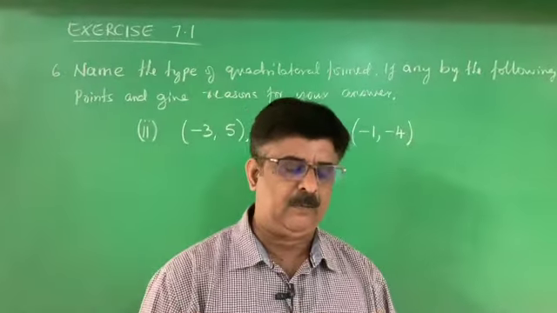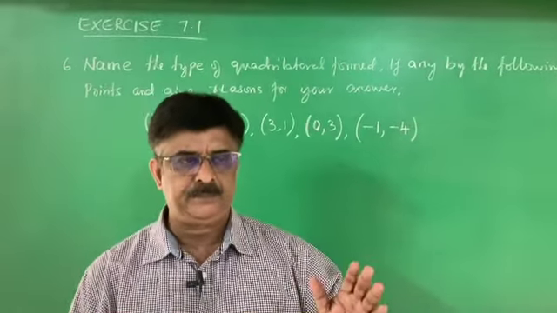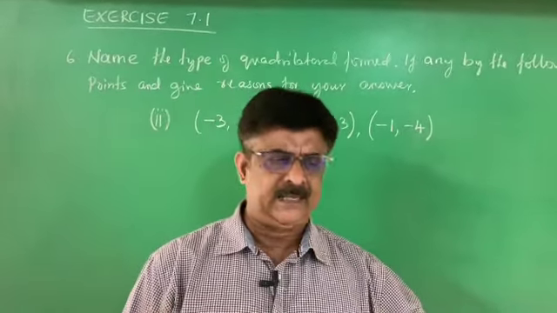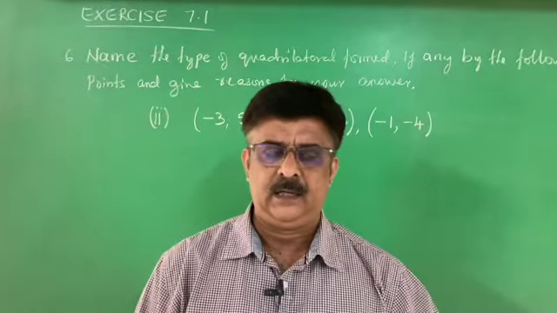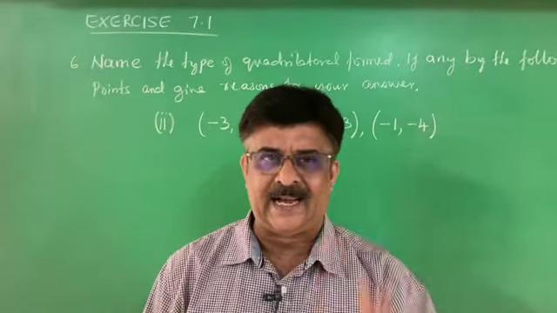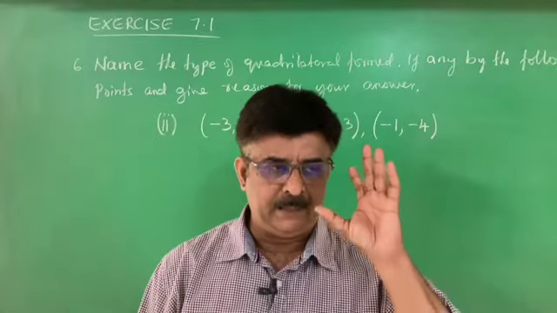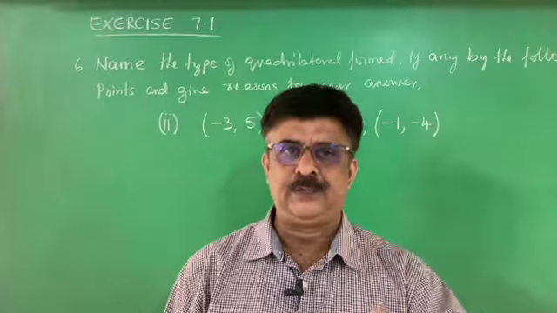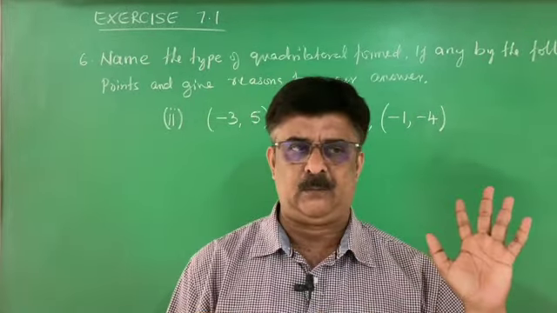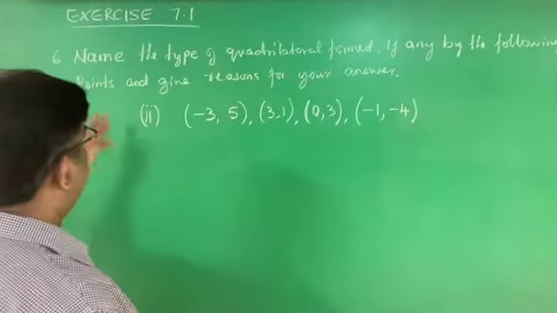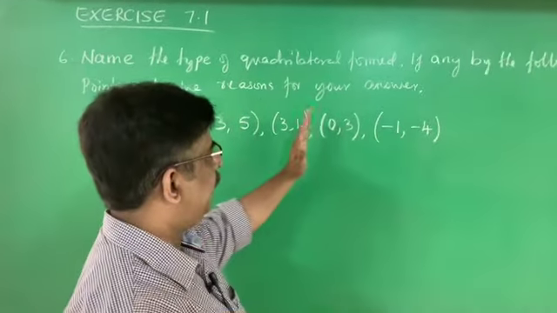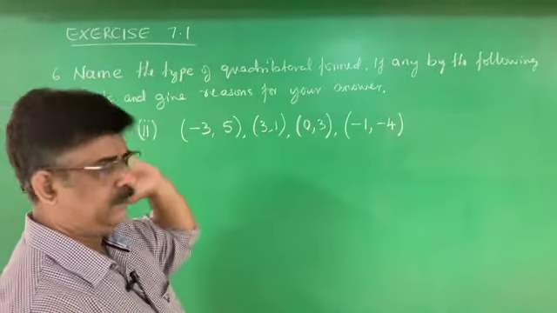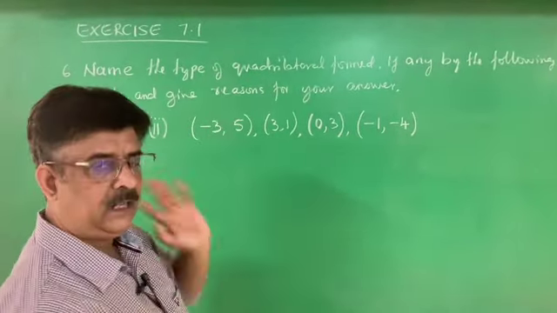Second sub-question of problem number 6. All these problems are lengthier but very easy, and the same type of formula has to be applied. Therefore, you have to sit and write with us. By mere seeing, there is no use. I am using only one formula, the distance formula. The problem is, again, 4 coordinates are given. We have to identify what type of quadrilateral we get, and tell our reason also.